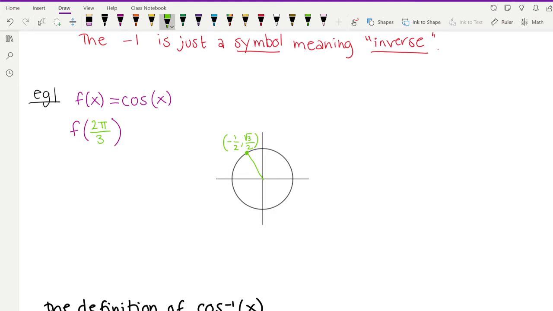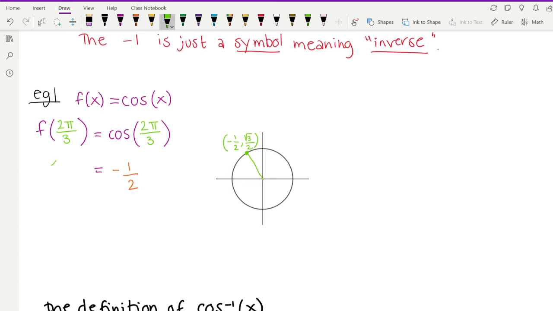Cosine, and actually let me scooch this over because I think I need a little bit more space here. So what is cosine? Cosine is the x coordinate, right? So here I'm going to write cosine of 2 pi over 3, because that's what we're doing here. And then cosine of 2 pi over 3, using the information we have here, would equal negative 1/2, right? So nothing new so far. This is just trigonometry.